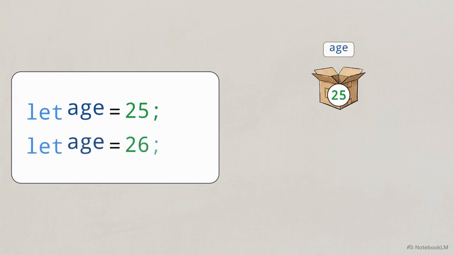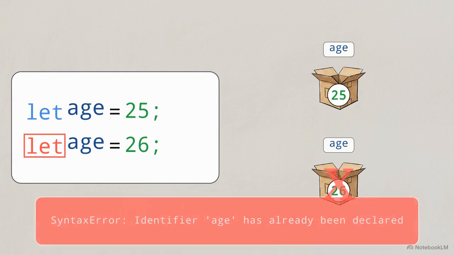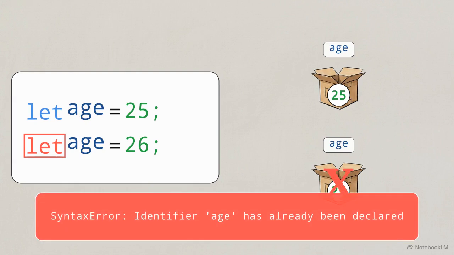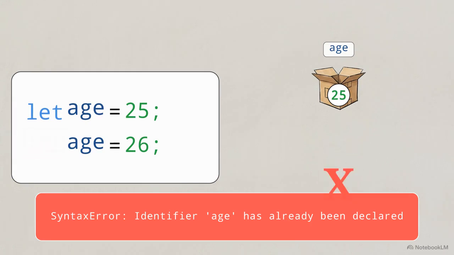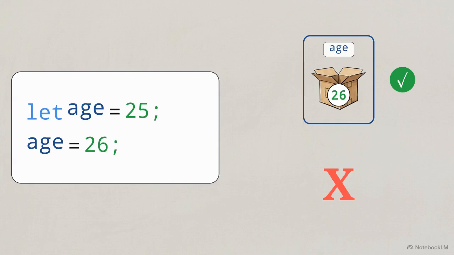This diagram shows an attempt to change the age to 26 by writing let age equals 26, right beneath the original declaration. The application will crash immediately with a syntax error telling us the identifier has already been declared. You cannot create two identical containers in the same space. To fix this, we simply drop the initialization keyword. Once the let dissolves away, we are successfully targeting the existing container and updating the data inside.